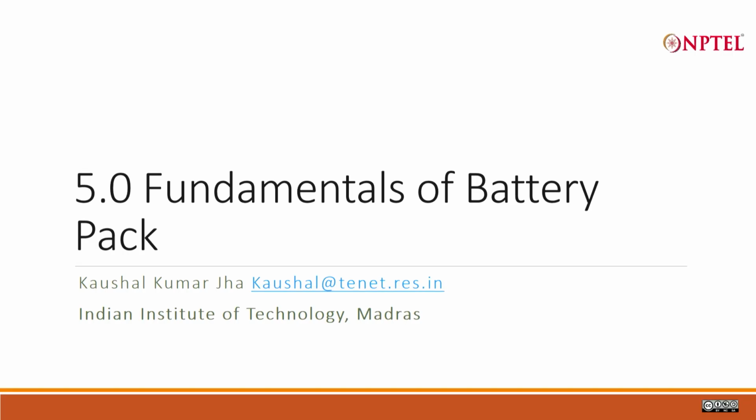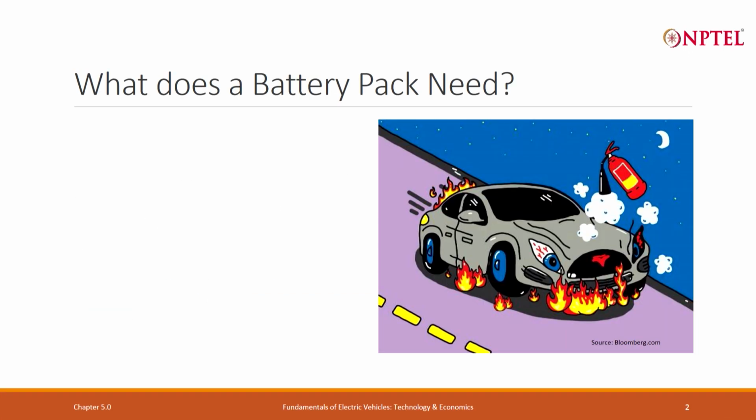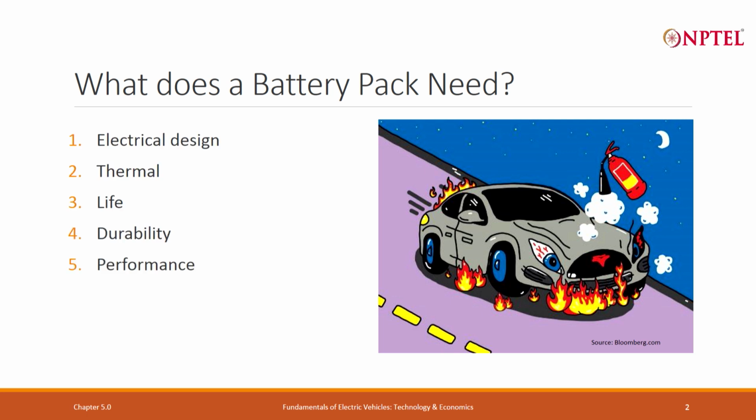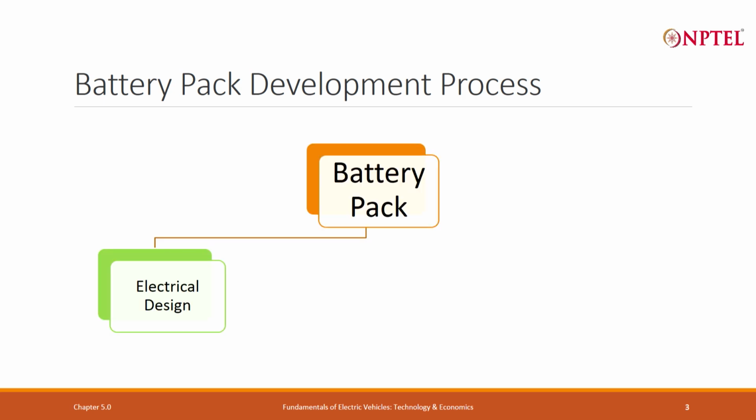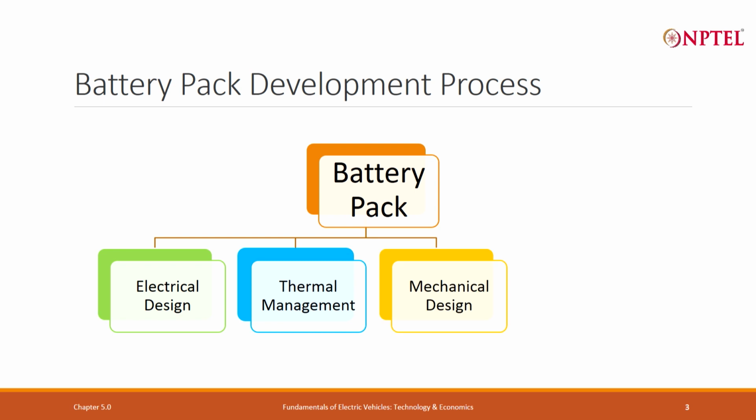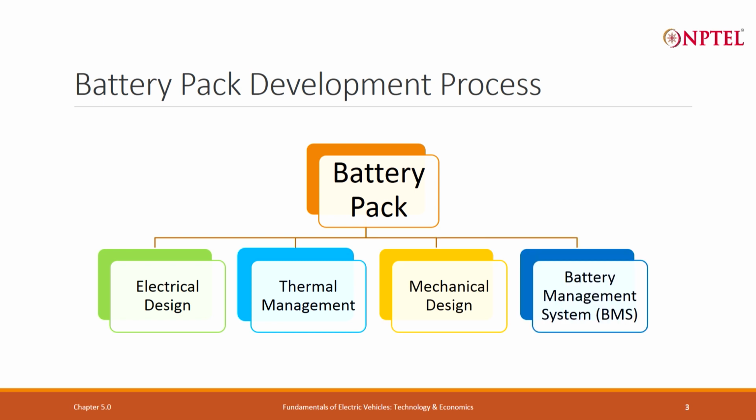So, what we have done in the last class in fundamentals of battery pack is: what does a battery pack need? We have gone through different parameters. Then we have also talked about the battery pack development process. We have categorized the battery pack into 4 categories: electrical design, thermal management, mechanical design and the battery management system.